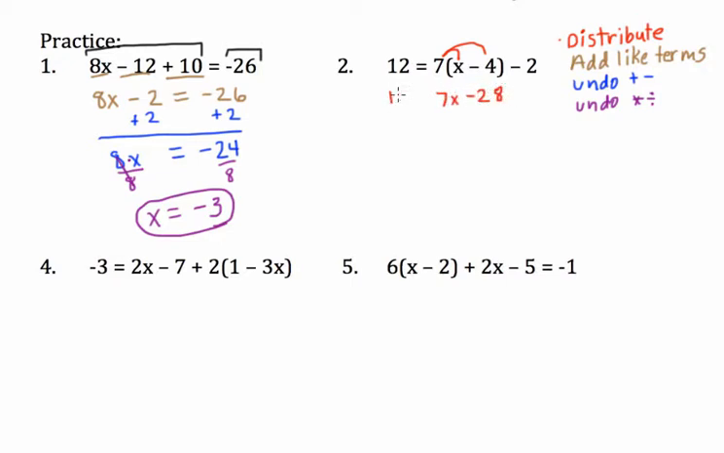Now write in the rest of the problem. Notice I didn't distribute the 7 to the negative 2 because it's not in the parenthesis. Then, within this expression, add your like terms. 7x is the only x term. I have a negative 28 and a negative 2. Simplify that. Put them together. Think, lose 28, lose 2, you're now 30 in the hole.